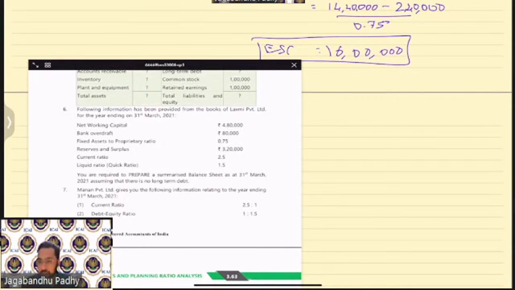Okay. Got it? Tally at 22 lakh 40,000. Okay, correct. You got it tallied at 22 lakh 40,000. Any other queries? Any other questions you want me to solve? Any other practical question or MCQ guys?